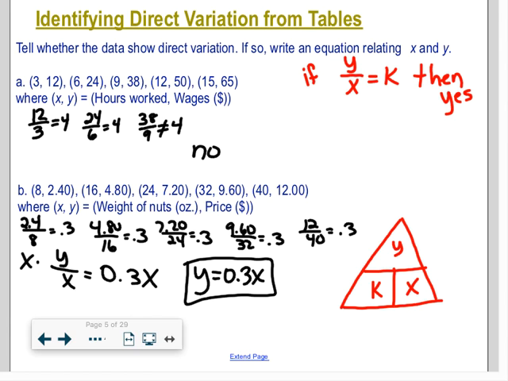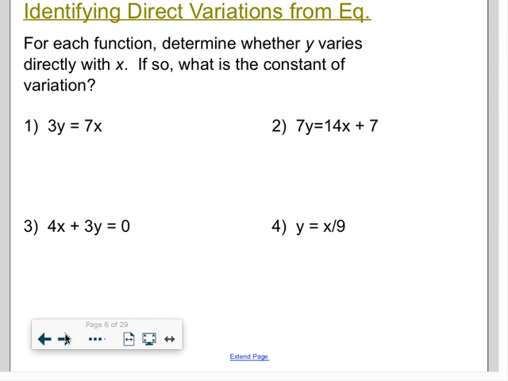So, identifying direct variations from equations. If you glance through the 4 equations, I want you to think back to the opening slide that we looked at with the data sets. What are you wanting to have happen so that the equation shows direct variation? Get the y by itself, and then what should happen? It should go by a steady rate.